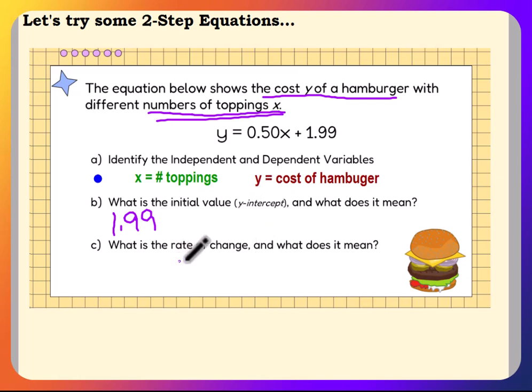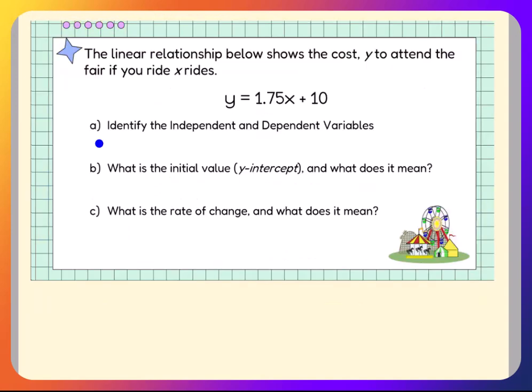Then in the equation, what is our rate of change? Our rate of change is the coefficient to the x. It's that number that you're multiplying with the x. So in our equation, our coefficient is 50 hundredths, or in many terms, 50 cents. What does it mean? It means each topping you get is 50 cents. It's 50 cents per topping. That's breaking down the two-step equation and how it's represented with the situation. Okay, very important that you can do that. So let's try another one.